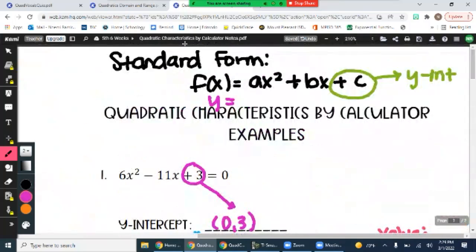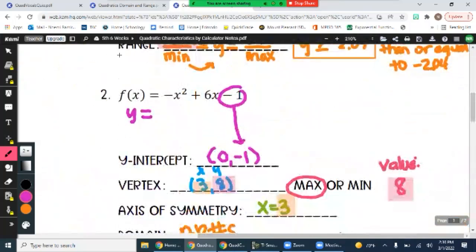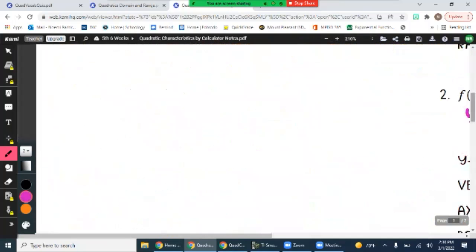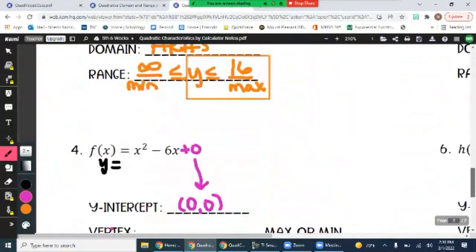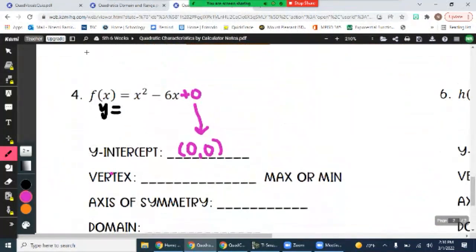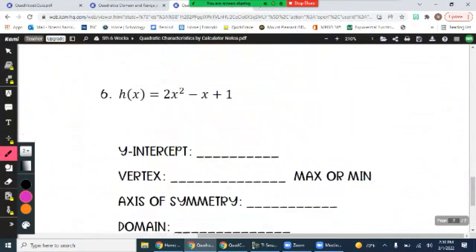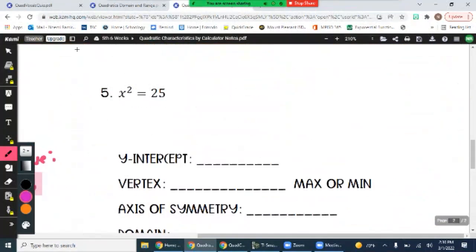It will not always be 0. The third term is your y-intercept. The number that's out there by itself is your y-intercept. In this first example, we had 3. In example number 2, we had that -1. In example number 3, we had that 15 that we had to move over. Look over here on example 5. You have a number without an x. This is going to end up being your y-intercept once you move it.